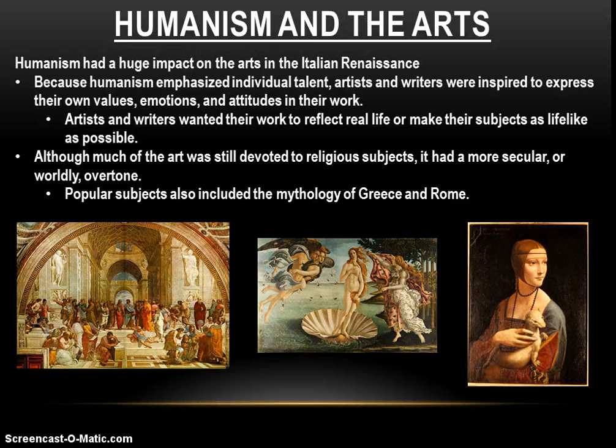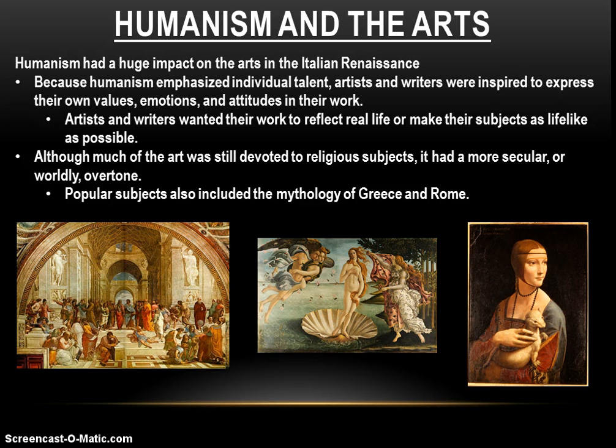A lot of what characterizes the Italian Renaissance is its art. And because humanism puts such an emphasis on individualism and individual talent, artists and writers were really inspired to express their own emotions and values and attitudes in their work. And artists and writers really wanted their work to reflect real life, to make their subjects as lifelike as possible. And although much of the art is still devoted to religion, because again, just because people are focusing more on life on this earth doesn't mean they're giving up on religion, there is a lot more of a secular overtone to the work. And some of the really popular subjects are things like Greek and Roman mythology.